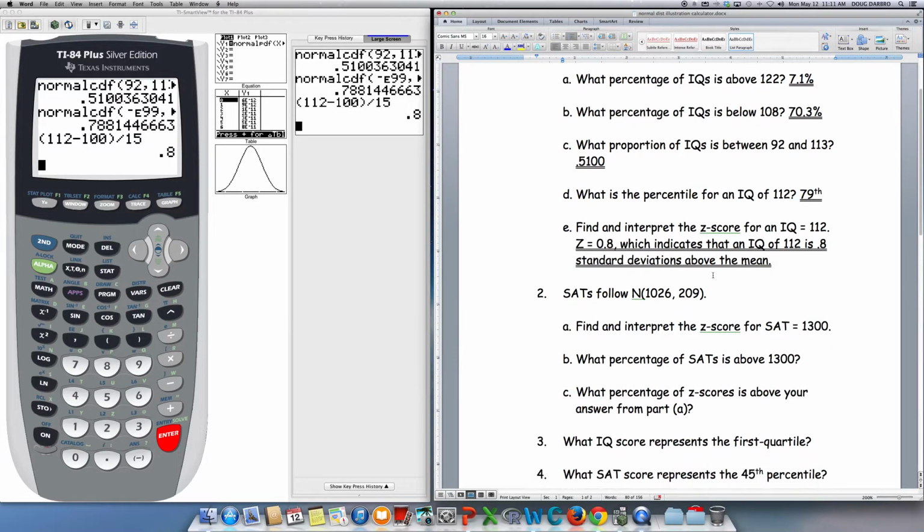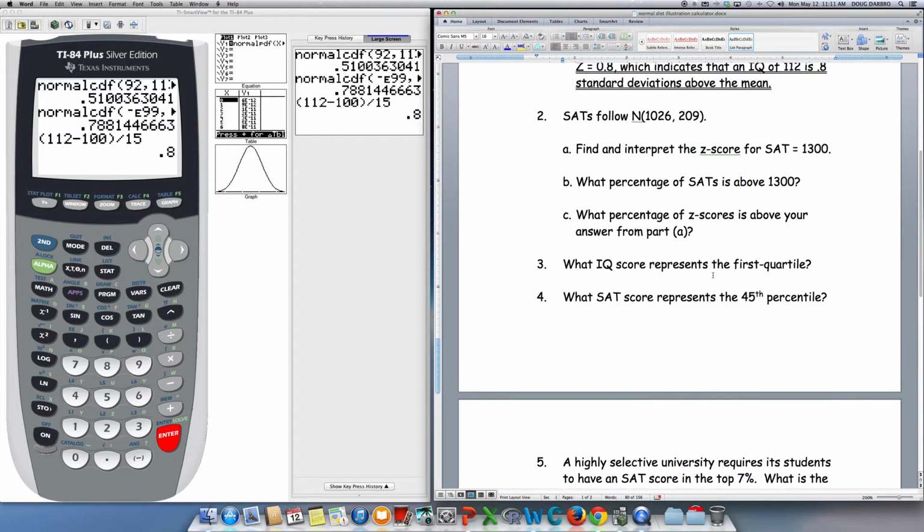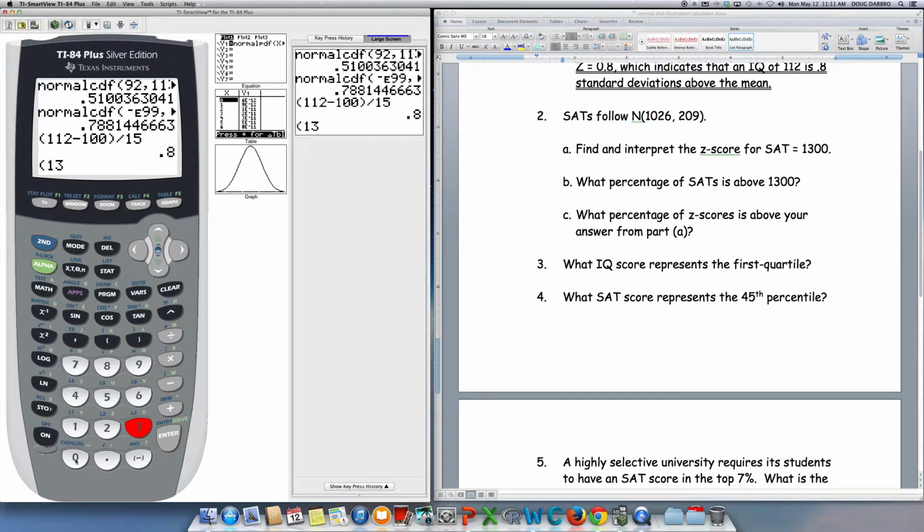Okay, changing things up a little bit now. Let's get into SATs. And what I want to point out in this problem is how essentially the Z-scores and raw scores are interchangeable. So let's just go through and see how this all plays out. So first of all, find and interpret the Z-score for an SAT of 1300. So I want to put in the score of 1300. Subtract the mean of 1026 and divide by 209.